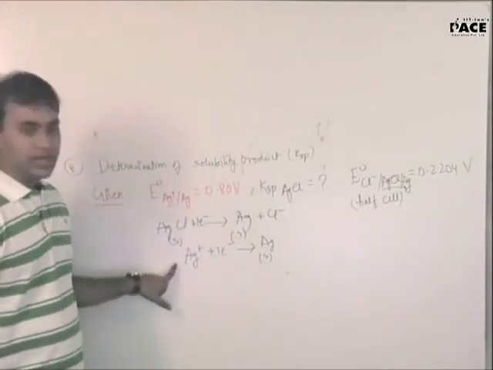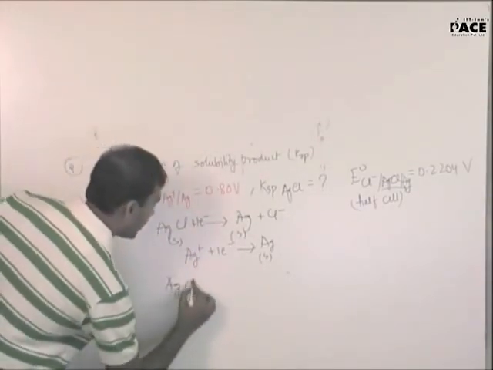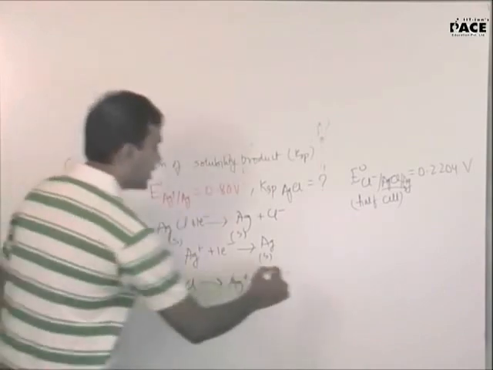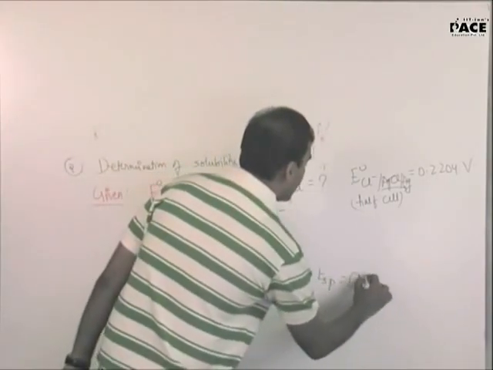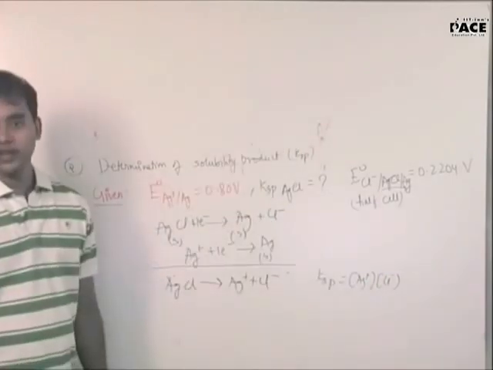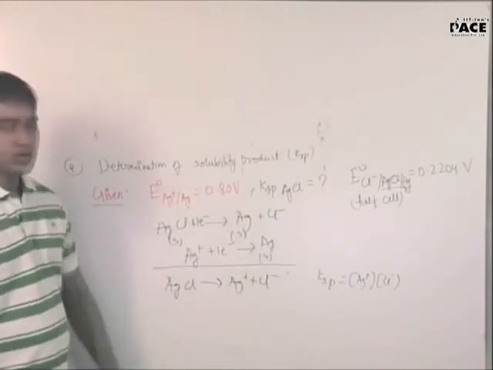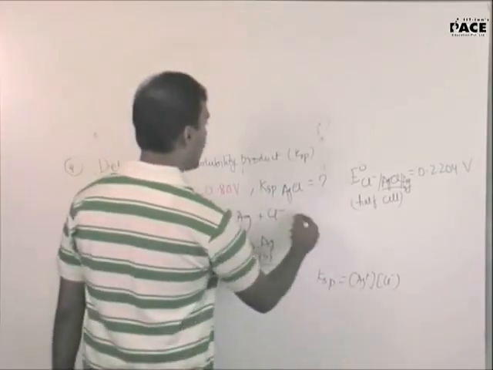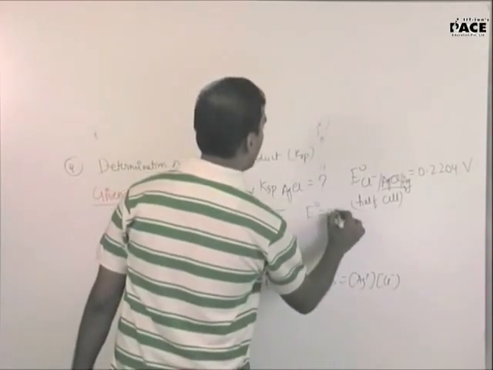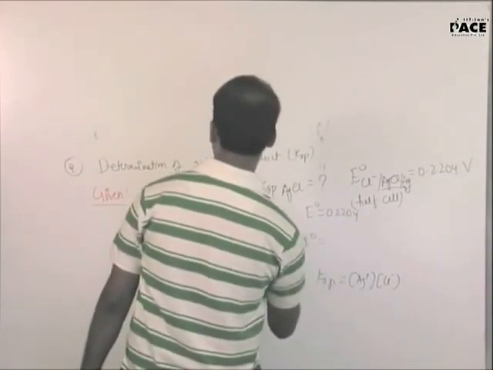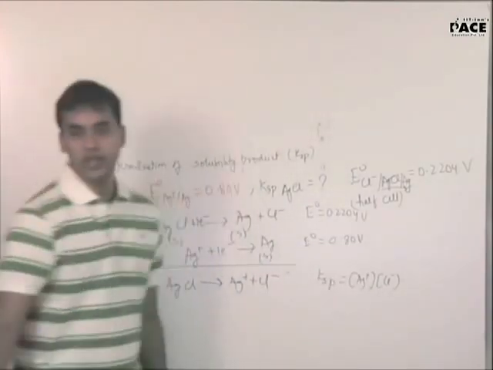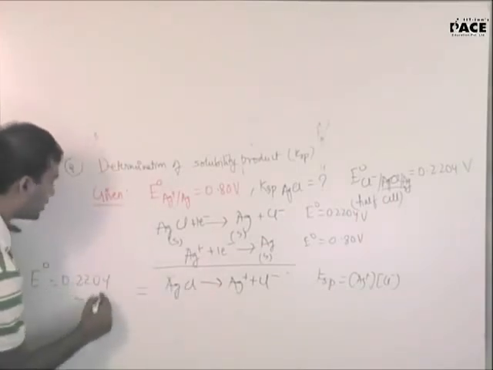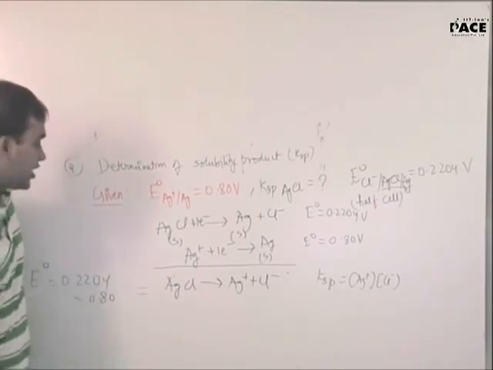Okay. So see, if I have to determine KSP, these two equations are given to me. If you have to determine KSP, what is the equation I need? AgCl gives Ag plus Cl minus, right? For this I can say KSP equal to Ag plus Cl minus. Fine? So how do I get this equation from these two? Just reverse it. Reverse the second equation. Okay, I know E naught for this reaction is nothing but 0.2204 and E naught for this reaction is nothing but 0.80. Right? So what will be the E naught for this reaction? 0.2204 minus 0.80.